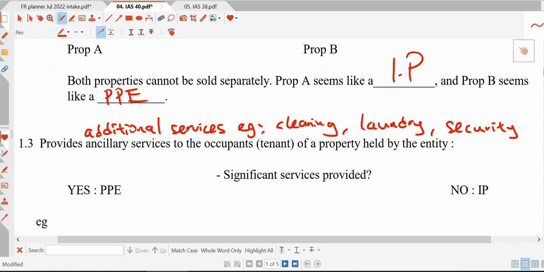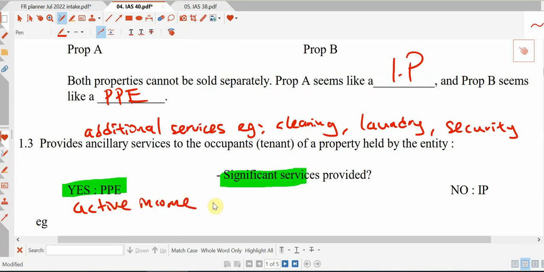Alright, so if the owner provide additional services, then we ask the owner, are you providing significant services? I mean, one or two, okay, but if you involve too much already, then this becomes an active income. Okay, if you say no, I didn't provide significant NCB services, then this is still a passive income.